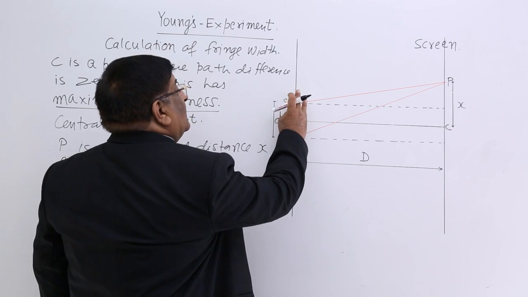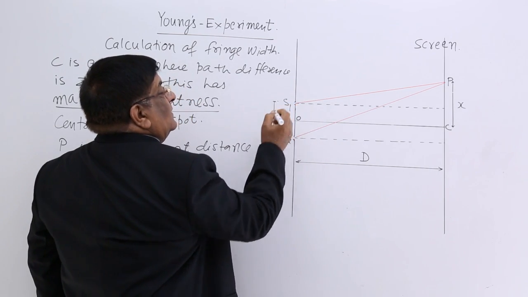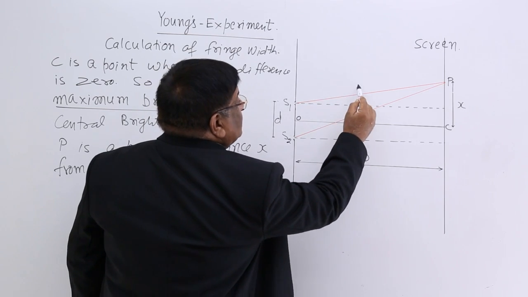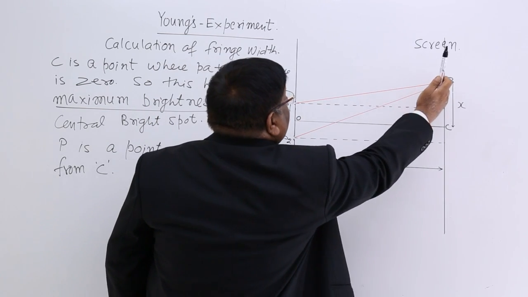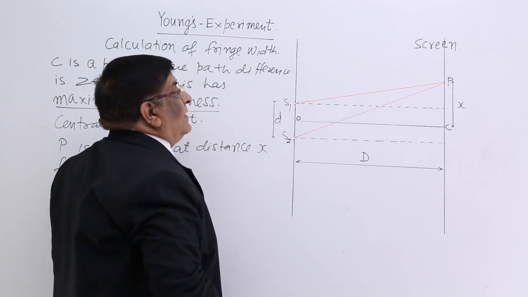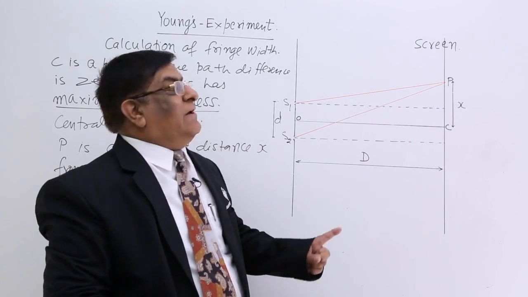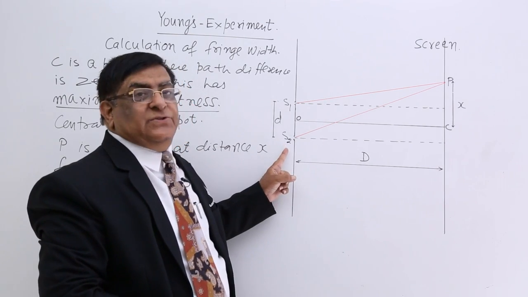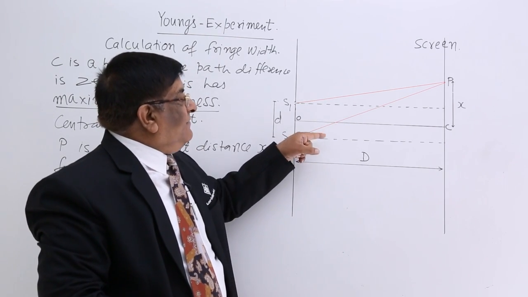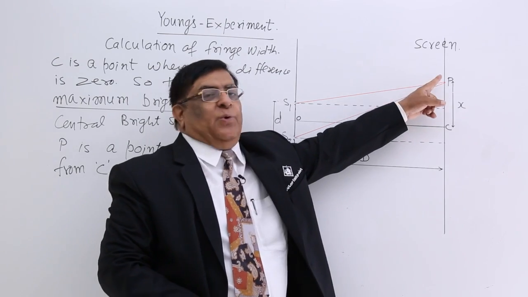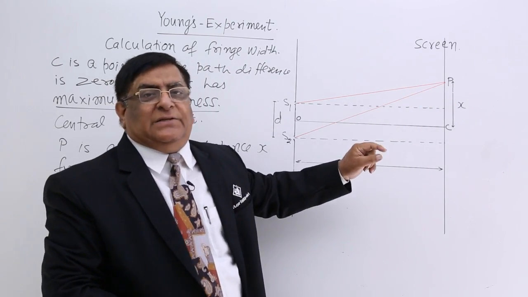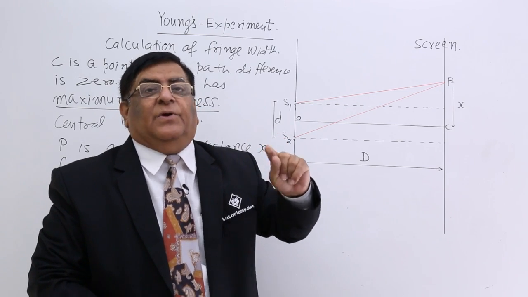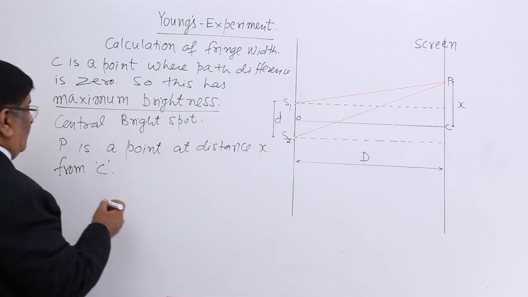Path difference between what? From S1, the wave goes and reaches P. What is the length of the path it has travelled? Answer: S1P. S2 is the other source. From here a wave travels and reaches point P. What is the length of the path it has travelled? S2P. So what is the difference between the two path lengths?